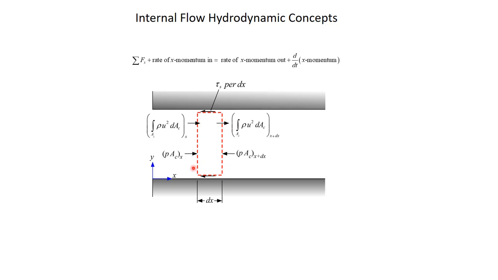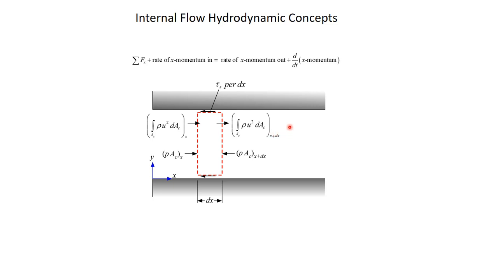We said that if I want to know what the x momentum is, I first have to think about the mass flow rate, and then multiply that mass flow rate by u. The mass flow rate crossing this boundary is the integral of rho times u times dA. To get the x momentum, I multiply that by u, so this would be the integral of rho times u squared times dA. That's the x momentum crossing this boundary. I'd do the same integral over here for the x momentum leaving. This is at location x, and this is at location x plus dx.